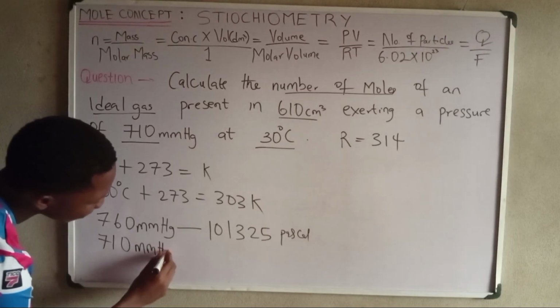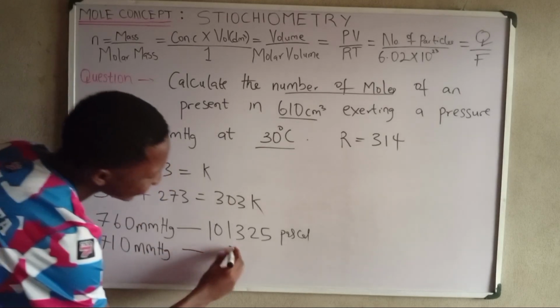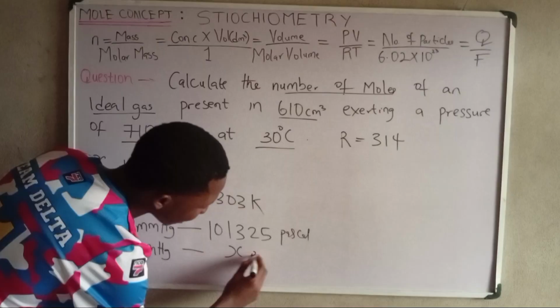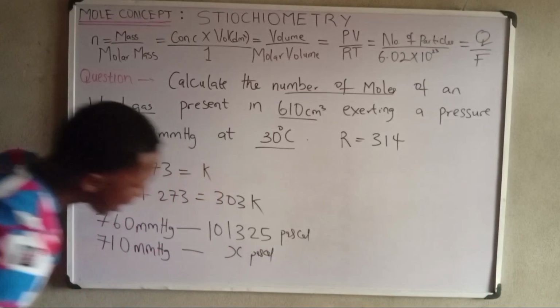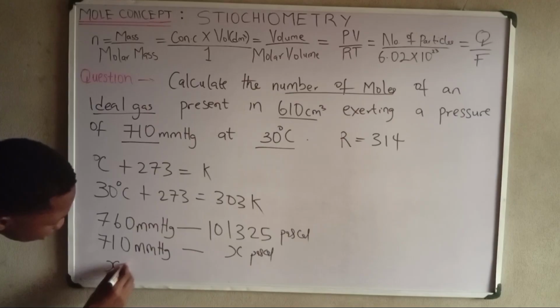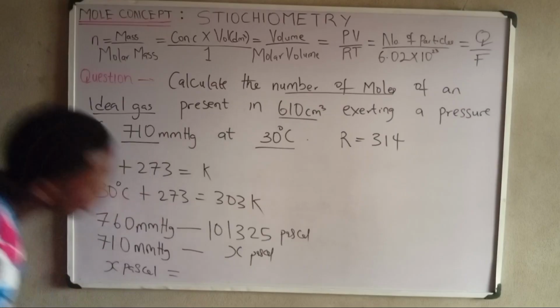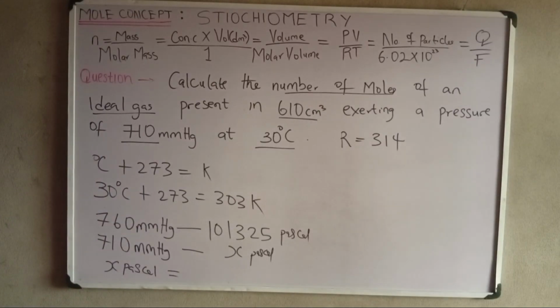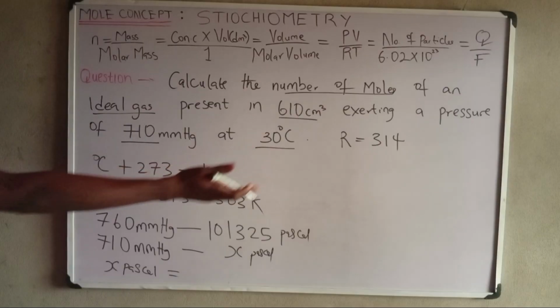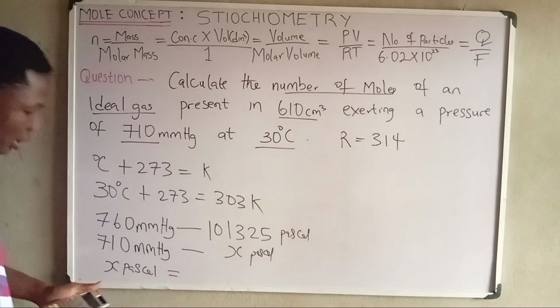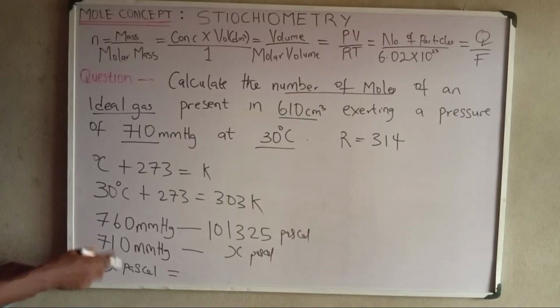Millimeter what? Mercury will give us what? X what? Pascal. Now our x Pascal is equal to what? Now we just have to, there's no space, I'm going to solve other stuff there, so I'm just going to punch it straight in the calculator. Okay, so we just say 760.